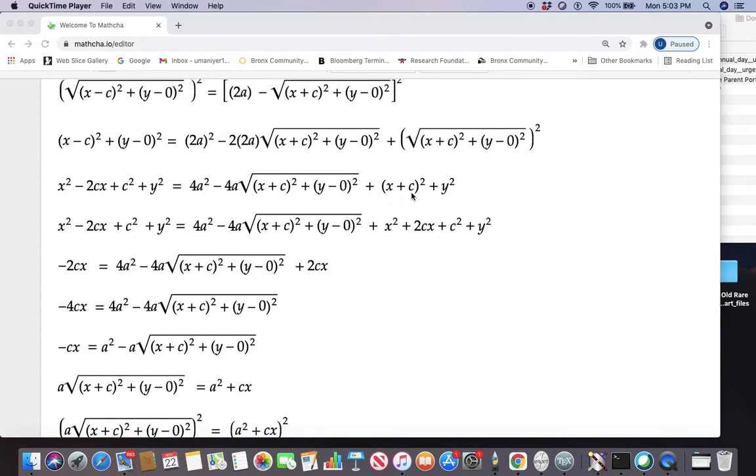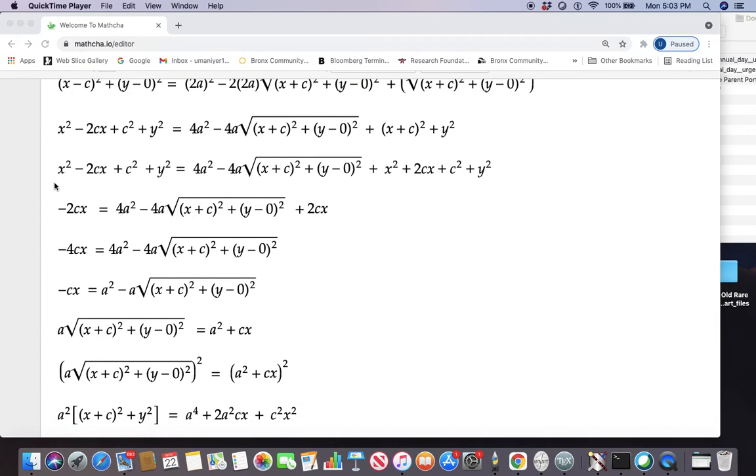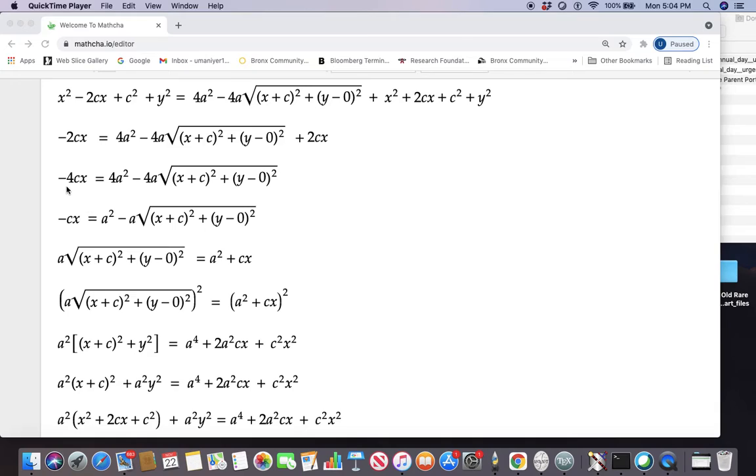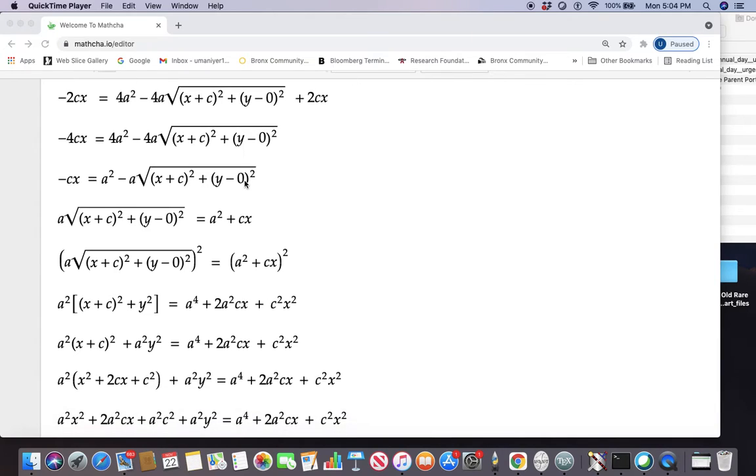Now you can open this. And there, y squared. All right, now we are ready to cancel things. x squared cancels x squared, c squared cancels c squared, y squared cancels y squared. On the left, you are left with negative 2cx. On the right, 4a squared minus 4a times the radical plus 2cx. Move the 2cx over there, you get negative 4cx. 4 is a common factor. Divide both sides by 4. You're left with negative cx equals a squared minus a times the radical.